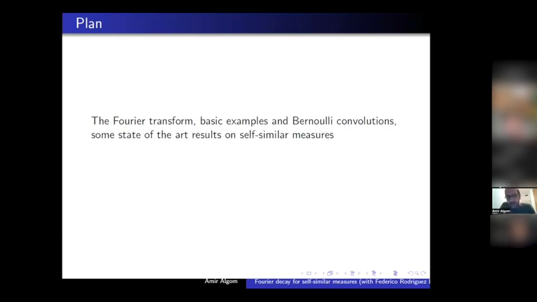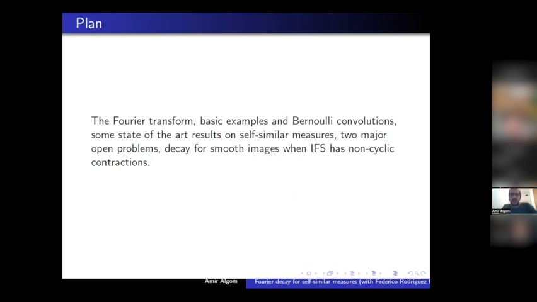Then I will state some of the state-of-the-art results on self-similar measures. There are a lot of results, even for self-similar, but then if you move to smooth IFSs, there are even more results. So I'll focus on that case. I will discuss two problems that I find are major open problems in this setting. This is my opinion, but I think many people share it. And finally, I'll discuss the problem of decay for smooth images when the IFS has non-cyclic contractions. I'll say what that means when that becomes relevant.